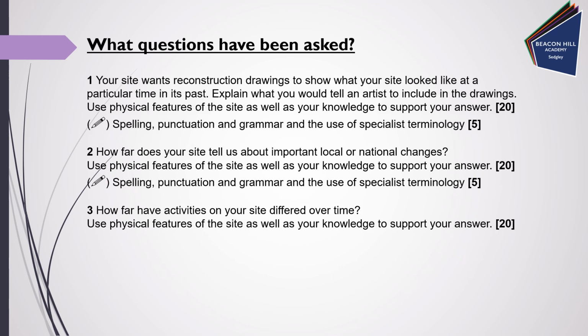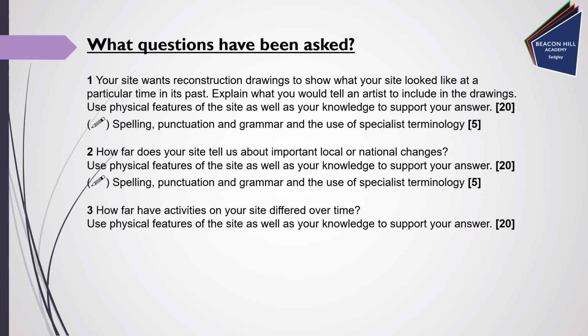So the final set of questions that we have start with question 1. Your site wants reconstruction drawings to show what your site looked like at a particular time in its past. Explain what you would tell an artist to include in the drawings. This feels like quite an unusual question, but all that they are asking you here is to describe physical features that would enable somebody to understand how Dudley Castle was used through the physical features that were there at the time. It's worth noting here that the question asks you for a particular time in its past.